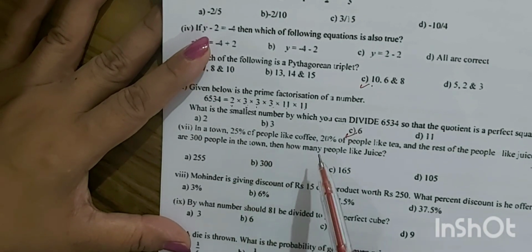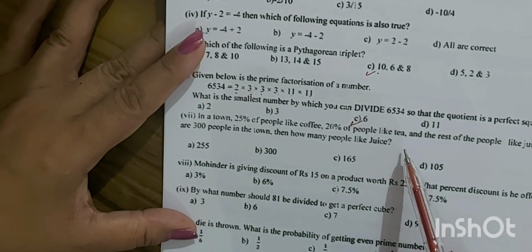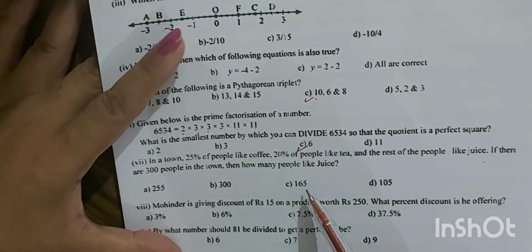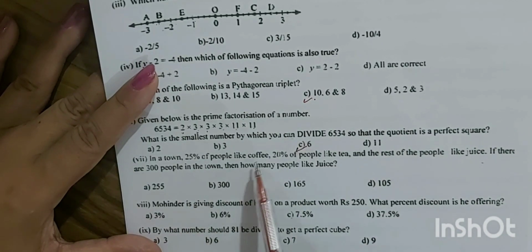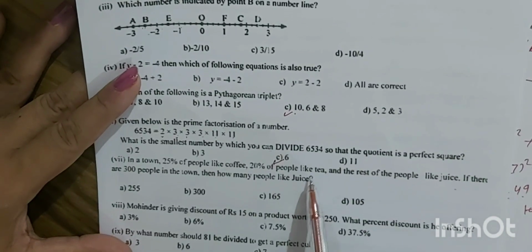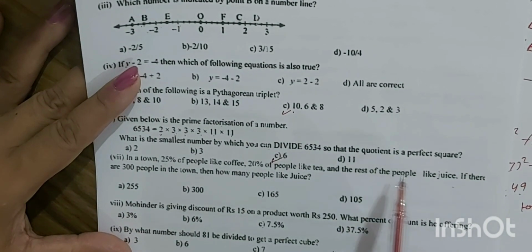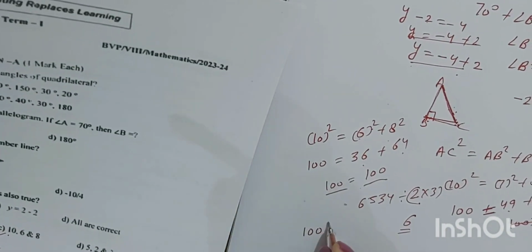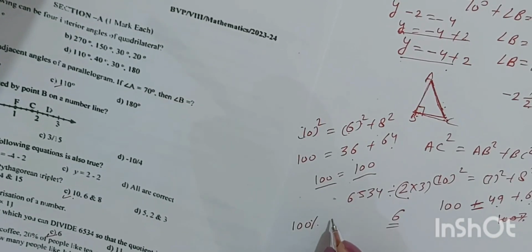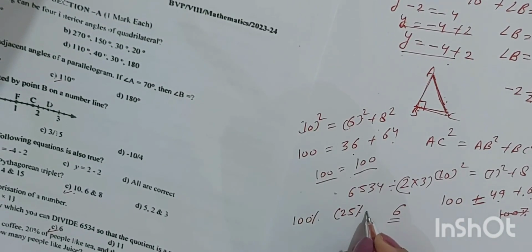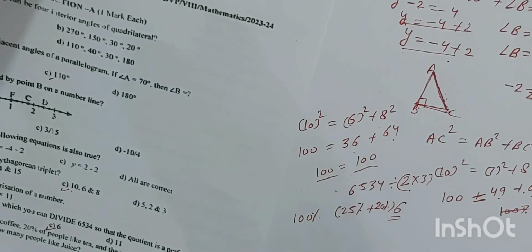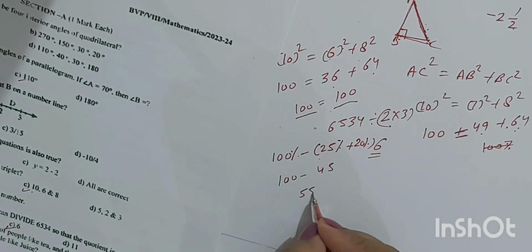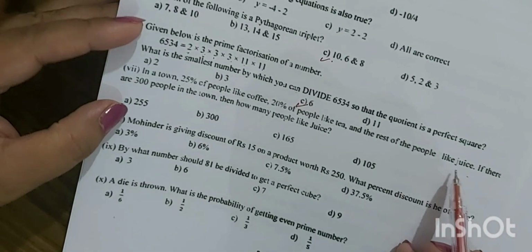In a town, 25% of people like coffee, 20% of people like tea, and the rest of the people like juice. If there are 300 people in the town, then how many people like juice? Okay, so you can see that the percentage of people who like coffee is 25 and people who like tea is 20. Okay, rest of the people. So what is the percentage of rest of the people? Total is 100%. Okay, and people who like coffee are 25% and people who like tea are 20%. So just subtract from 100. This is 45%. So 55% of people like juice.